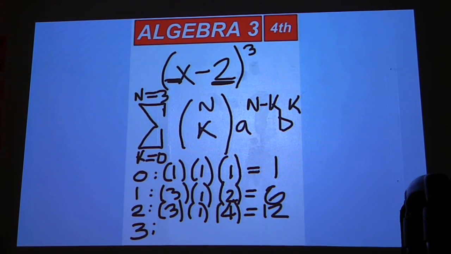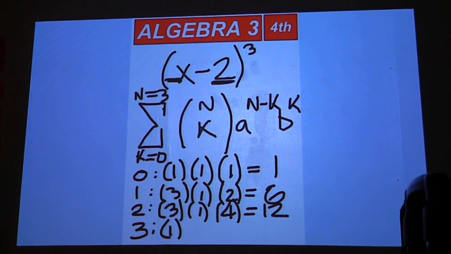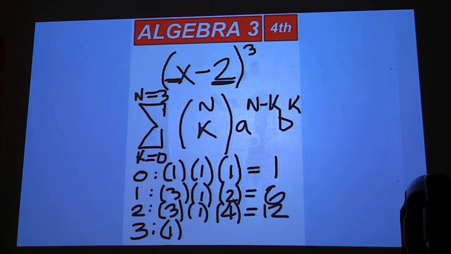And we'll finish off with 3. 3 choose 3. How many ways? 1. And then a to the 3 minus 3 power. Because it's 0, it's going to be 1. And then b to the k power, that's 2 to the third power, which is what? 8. So we multiply those together and come up with 8.